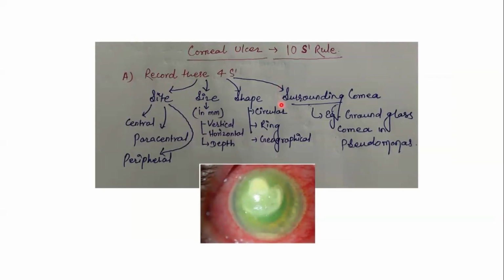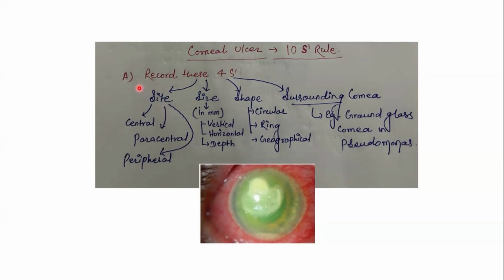So always remember this 10S rule. Whenever you see a corneal ulcer patient, you have to record 4S and perform 6S. So let's see what are the 4S which you have to record while doing the workup of the corneal ulcer patient. The first, you need to see the site of the corneal ulcer, whether it is central, paracentral, or peripheral.